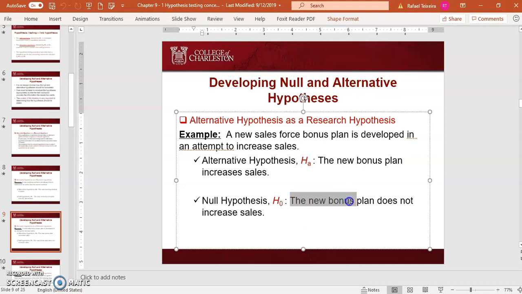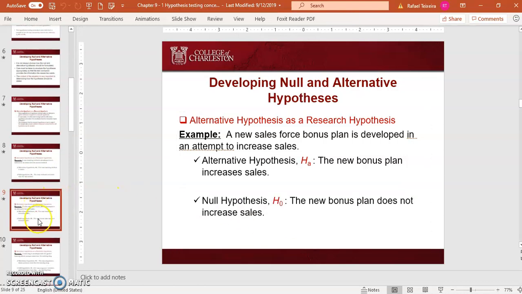Or we could, in this case, we cannot assume that the new bonus plan increases sales. We have to assume that nothing increases sales, and as an alternative, the new bonus would increase sales. So I'm trying to prove that the new bonus plan increases sales. That's why I need that as an alternative. And the null, we always give the chance of a doubt, like in a trial.